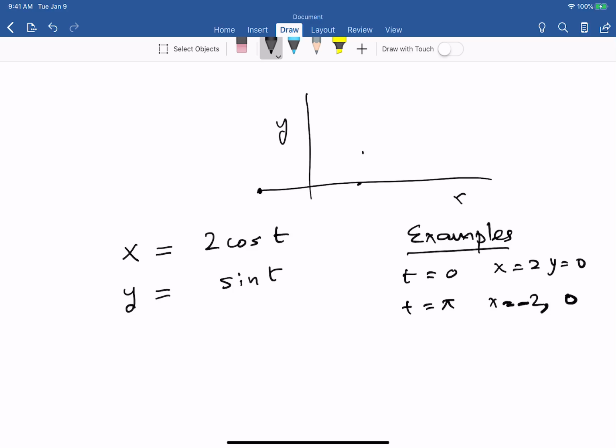plugging in different values of t, you can figure out what path the particle is following. So that is one way of representing the path of the particle.